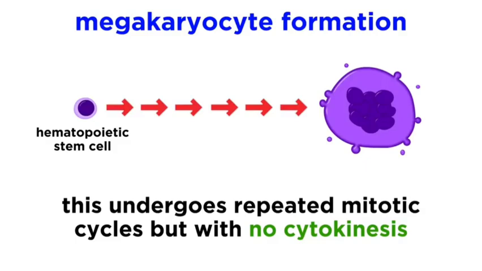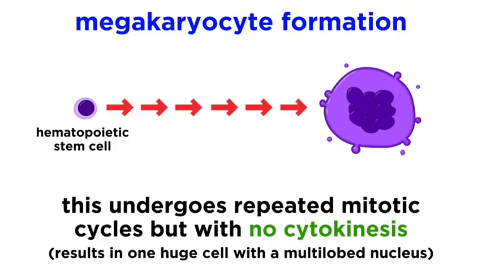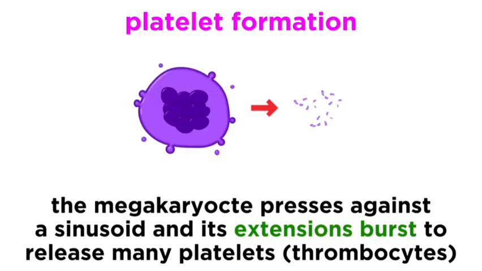Megakaryocytes form due to repeated mitotic cycles that do not perform cytokinesis, so the result is one huge cell with a multi-lobed nucleus. This then presses against a sinusoid, and its extensions burst to release the platelets.